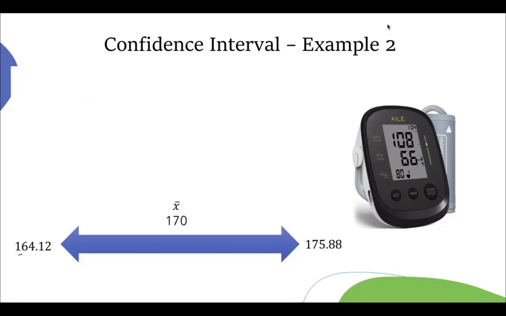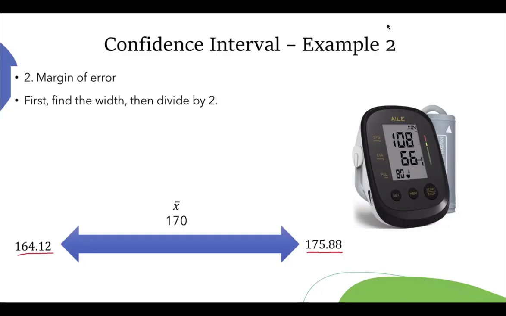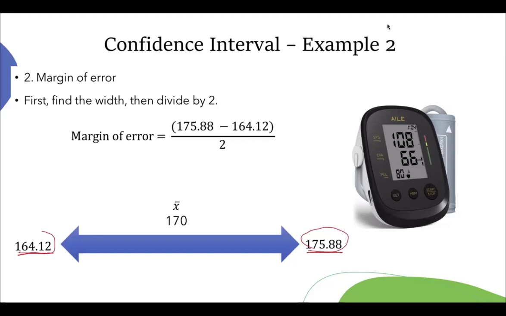Visually, we have the low end of the confidence interval on the left and the high end on the right, an arrow in between, and directly in the center is the point estimate 170. And here's how we calculate the margin of error. Again, we did it on the calculator already. If you want to do this on the calculator in one step, you can use parentheses. So 175.88 minus 164.12, and then divide by 2, plus or minus 5.88.